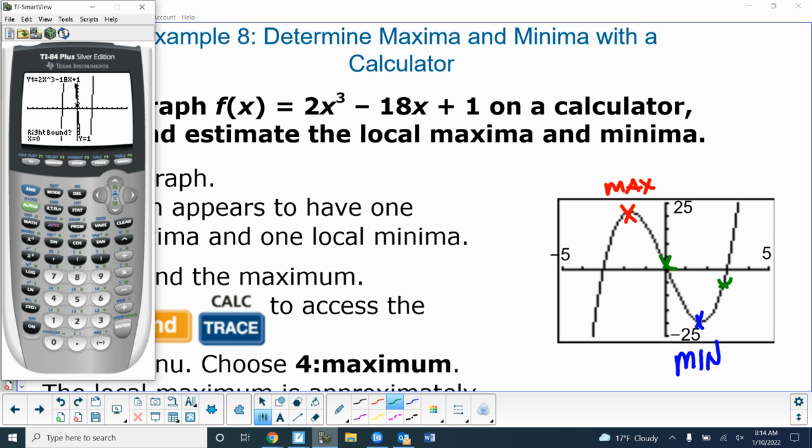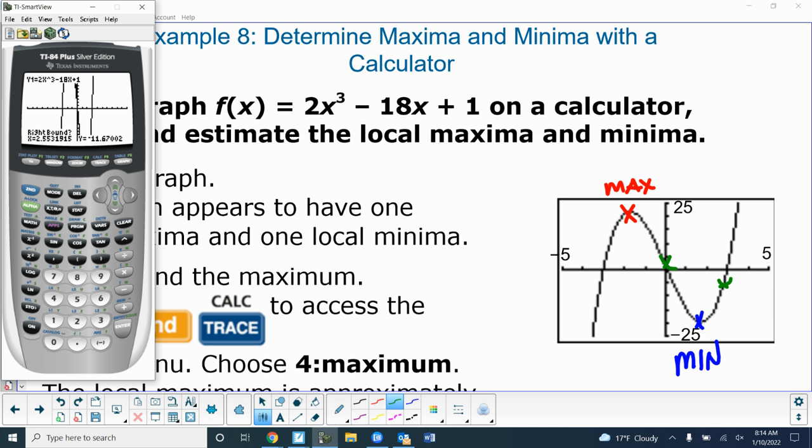I'm hitting my right arrow key. Look, Y went to negative 2. Now it's at negative 6. Now it's at negative 9, negative 13, negative 15, negative 17, negative 19, negative 19, negative 19, negative 18, negative 15, negative 11. What's happening? It started to go up, right?